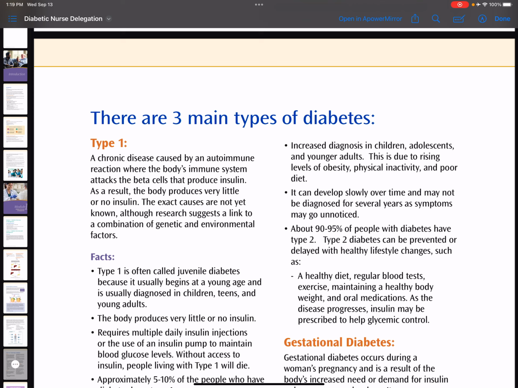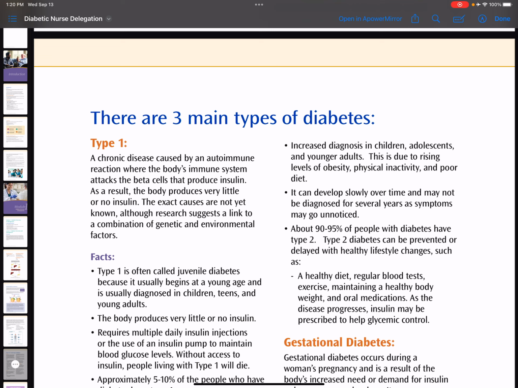About 90-95% of people with diabetes have type 2. Type 2 diabetes can be prevented or delayed with healthy lifestyle changes such as a healthy diet, regular blood tests, exercise, or maintaining a healthy body weight, and oral medication. As the disease progresses, insulin may be prescribed to help glycemic control. Insulin is important.